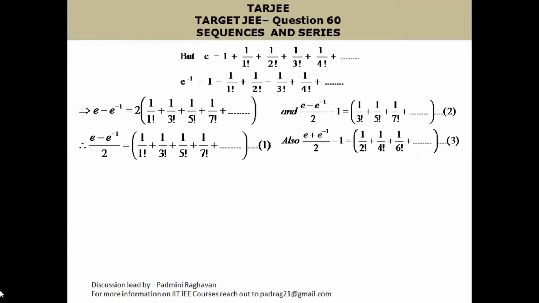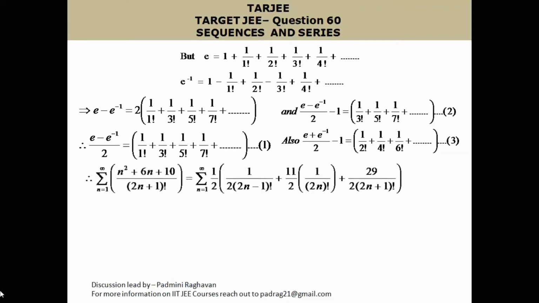Similarly, add e and e power minus 1. We get 2 times (1 plus 1 by 2 factorial plus 1 by 4 factorial, etc.). Divide by 2, shift 1 to the left side. We get (e plus e power minus 1) by 2 minus 1 is equal to 1 by 2 factorial plus 1 by 4 factorial plus 1 by 6 factorial, etc. Now this is the series that we have simplified.